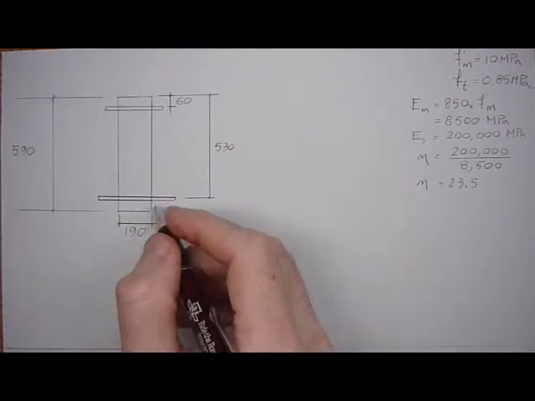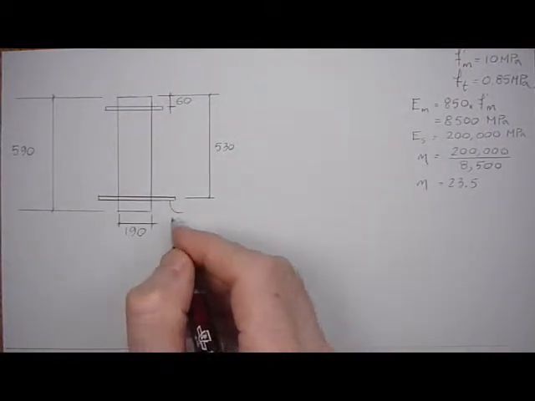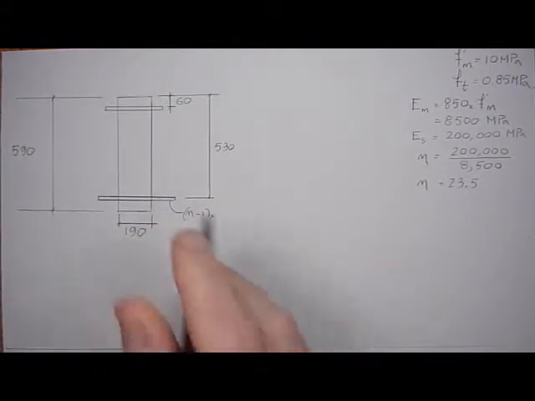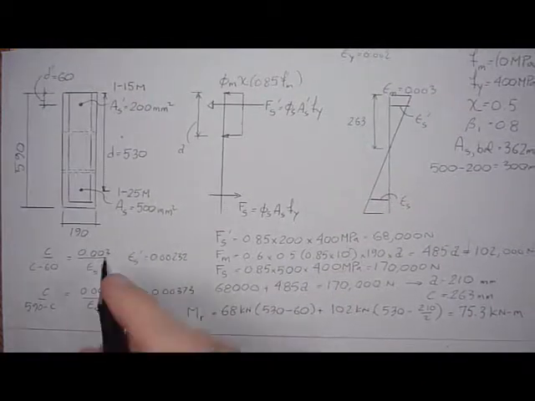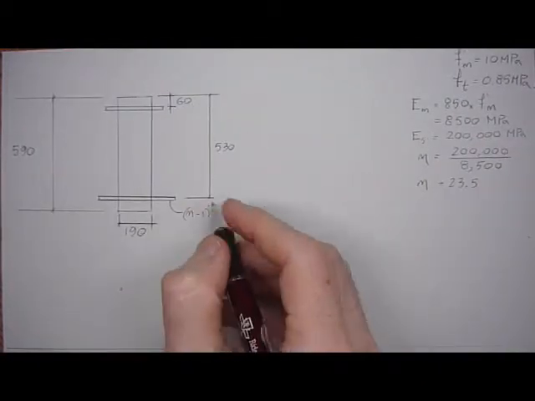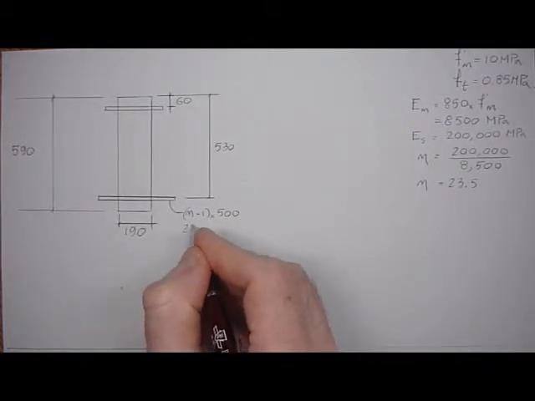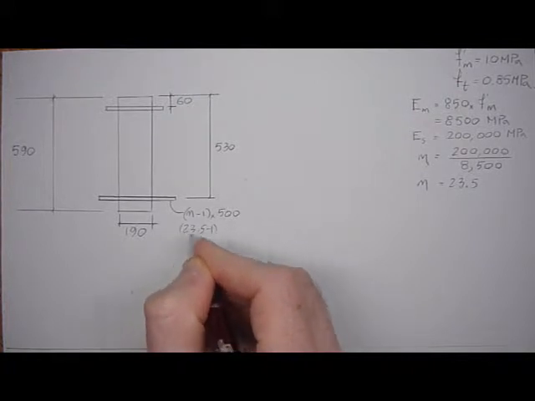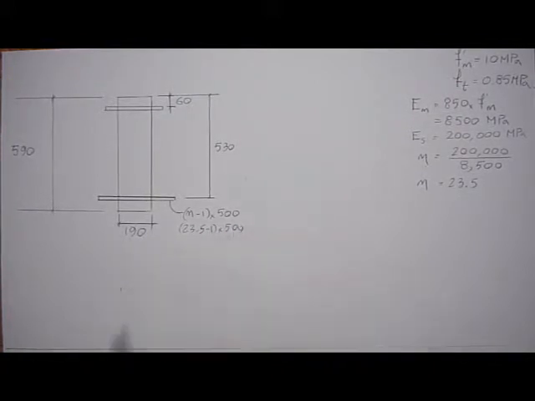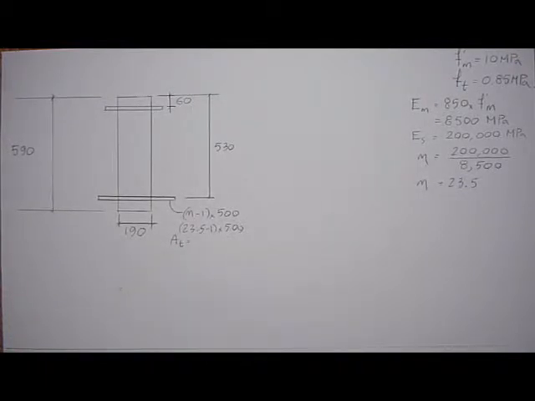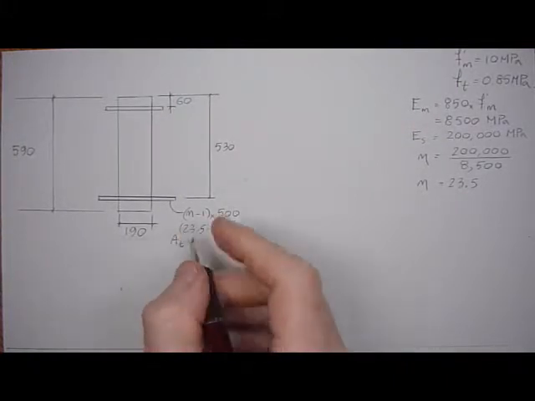But first, let's get the transformed area of this top and bottom steel. So this steel would be n minus 1 times the area of steel. And in the example, it was 500 millimeters squared in the bottom steel. So n minus 1 times 500, 23.5 minus 1 times 500. So this At of the steel would be 11,300 millimeters squared.